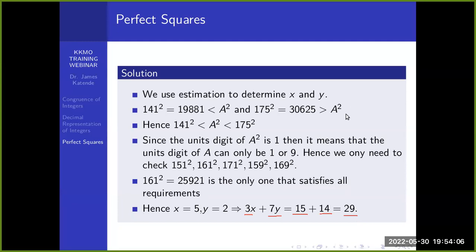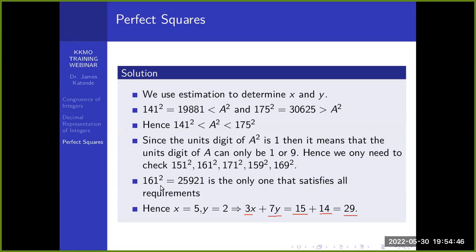So here we applied estimation to narrow down our options. Once we narrow down our options, we narrow them down further by the knowledge of the fact that the perfect square has a last digit 1, and therefore A itself must have either 1 or 9 as a units digit. And that means the only numbers we can consider between 141 and 175 are listed here. And then from this point, it is just to do by inspection, inspect each of these numbers and check which one fits the conditions given in the question.